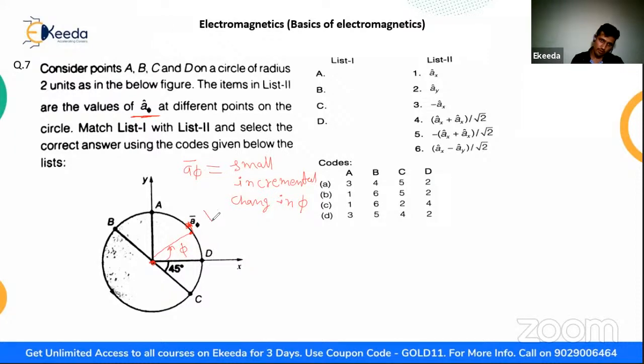Let me draw again here, this will be the direction of a phi. Here the direction of a phi will be this, because a phi will increase when I move in this direction. Perpendicular to this radius, here the direction of a phi will be this, because here phi is 90 and phi will increase when I move in this direction.